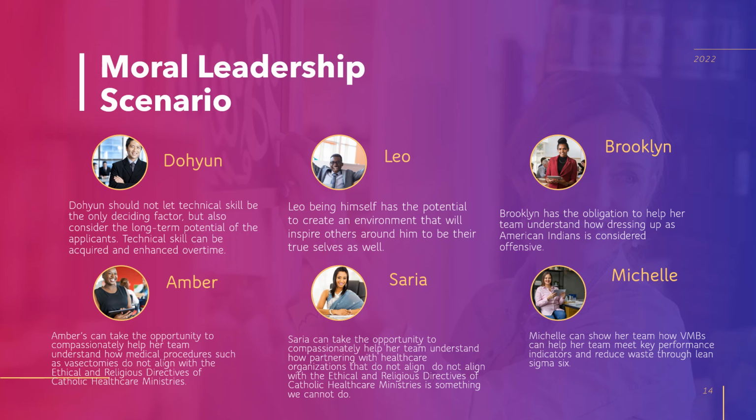And so that means you have to look beyond. You have to ask yourself, maybe they didn't have all the advantages that someone else had, but they got here. So let me give them an opportunity. When we look at Leo, Leo being himself has the potential to create an environment that will inspire others around him to be their true selves as well. Remember, representation matters. If Leo can be himself, he's going to inspire others to come along and join a part of the organization, because they see that they can be their authentic selves without compromising who they are.